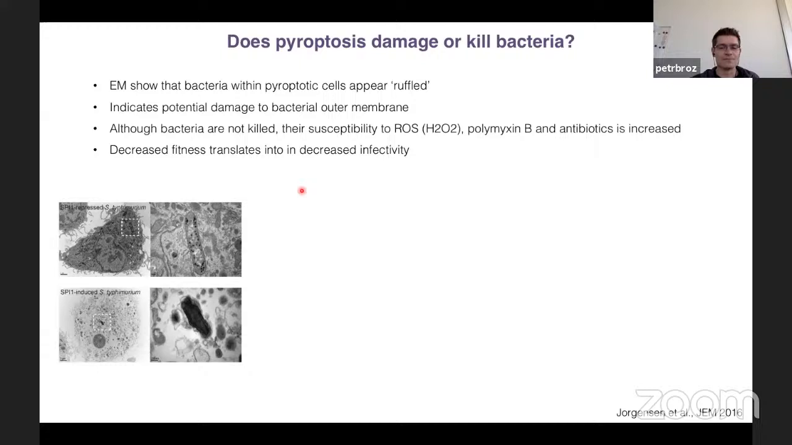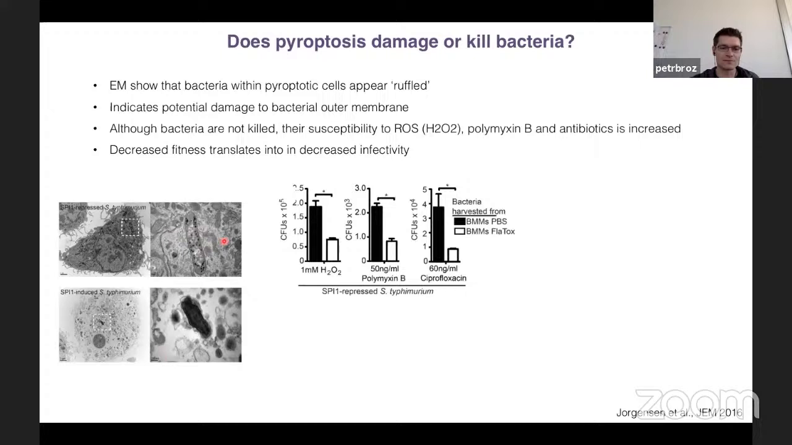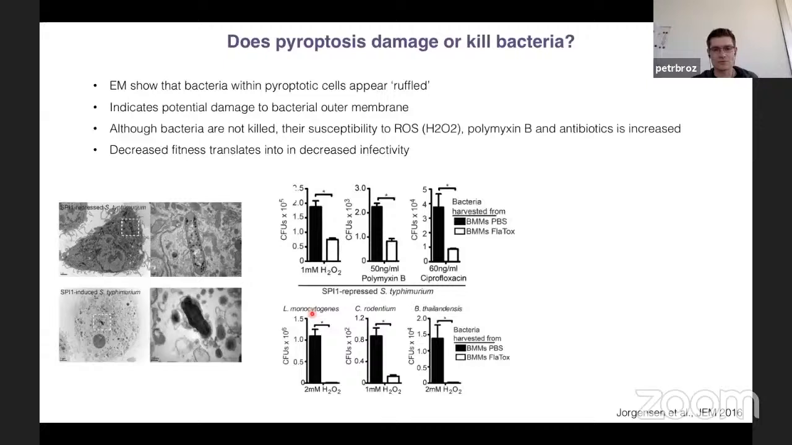Now, in this paper from Jorgensen in 2016, they also showed that when they isolate bacteria from either live cells or paraptotic cells and expose them to further stressors like ROS, polymyxin B, or antibiotics, the bacteria isolated from paraptotic cells are less viable. You can see a reduction of CFU when you plate those bacteria. This is the same for different types of bacteria, Listeria, Citrobacter, Burkholderia as well. So this suggests that there's something happening to bacteria in a paraptotic cell that weakens their membranes.